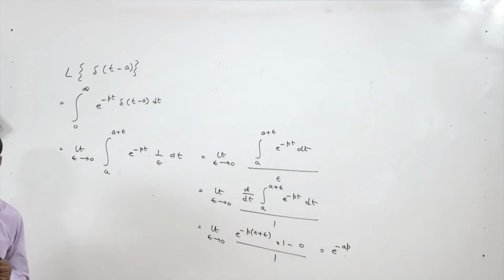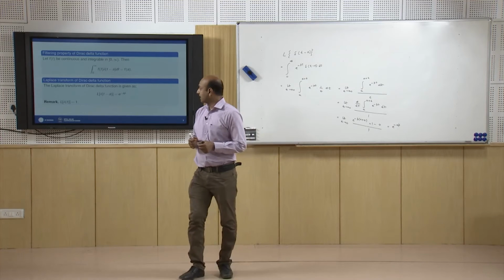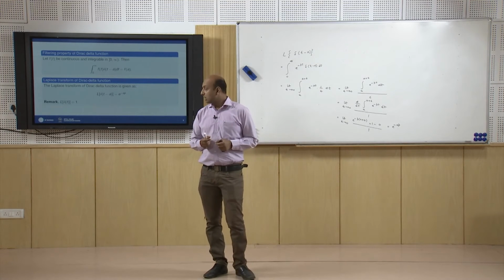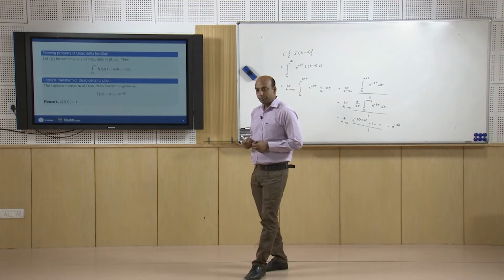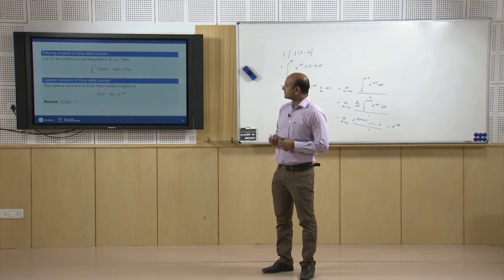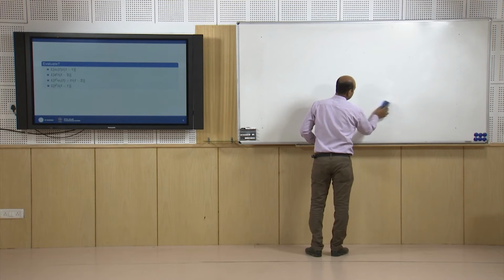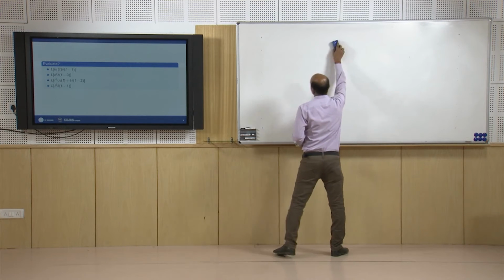So, that is how we can find out the Laplace transform of Dirac delta function, and it is nothing but e to the power minus ap. And of course, when a is 0, the Laplace transform of delta(t) is nothing but 1, because when you substitute a equal to 0 in this expression, we get the Laplace transform of Dirac delta function at t equal to 0 is nothing but 1. Okay. Now, let us solve some problems based on Dirac delta function.